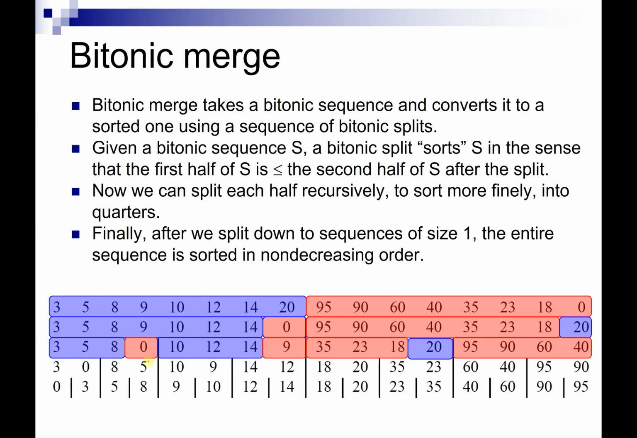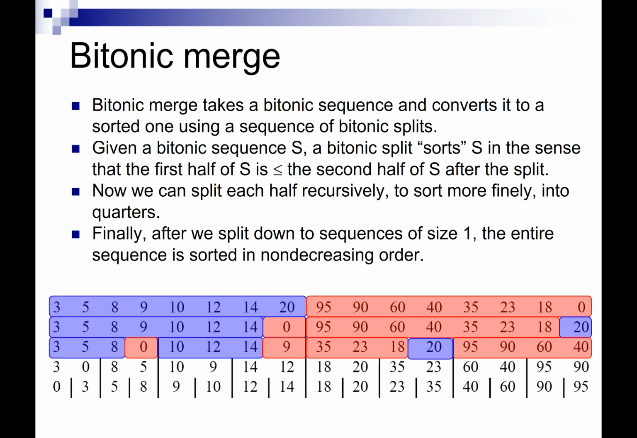So now we have 4 of these. We're going to take each of them and do another bitonic split, and then you just keep doing that. If you keep doing that, you're always putting the smaller values on the left and the bigger values on the right. So at the end, we're going to end up with this thing over here, and this is indeed a sorted sequence.